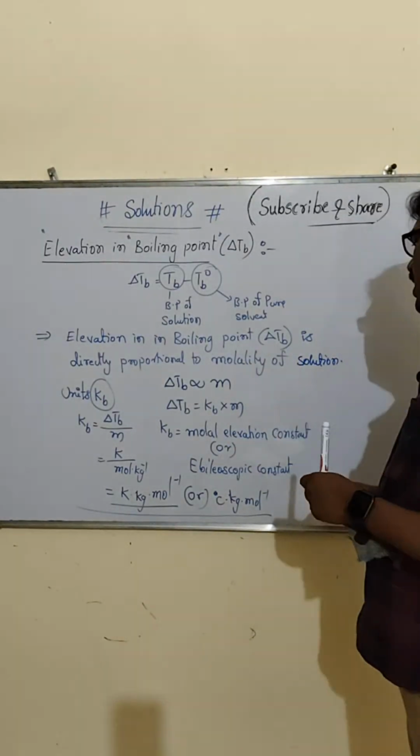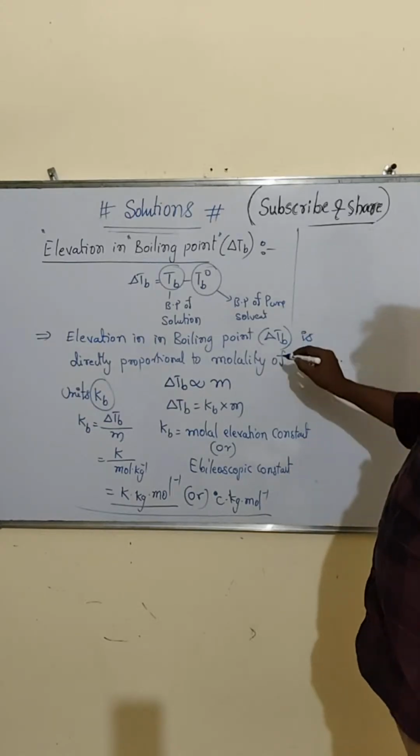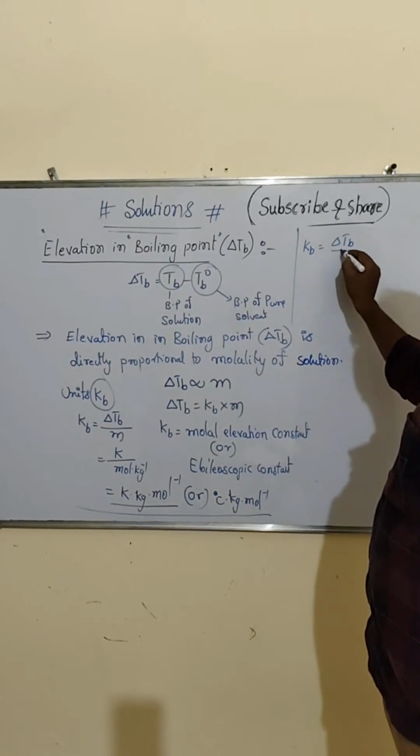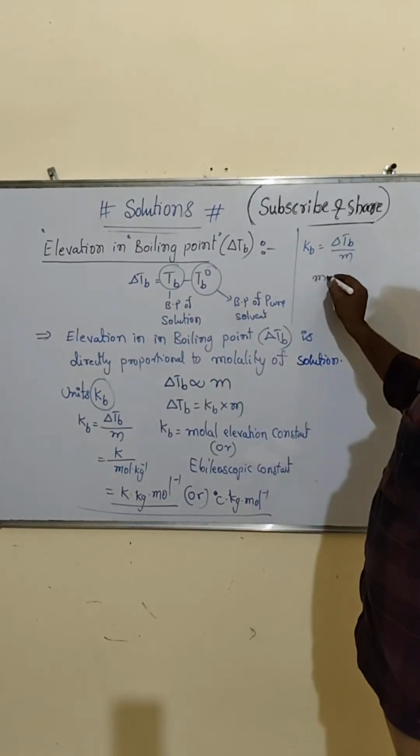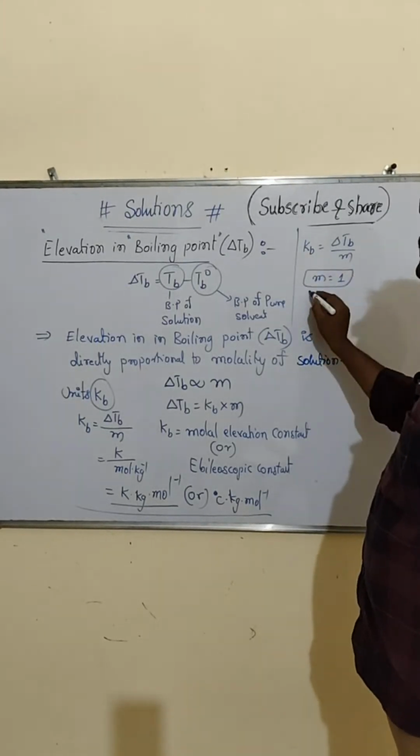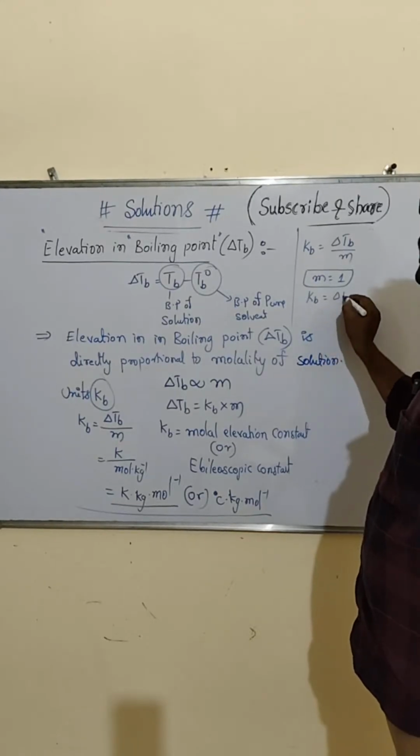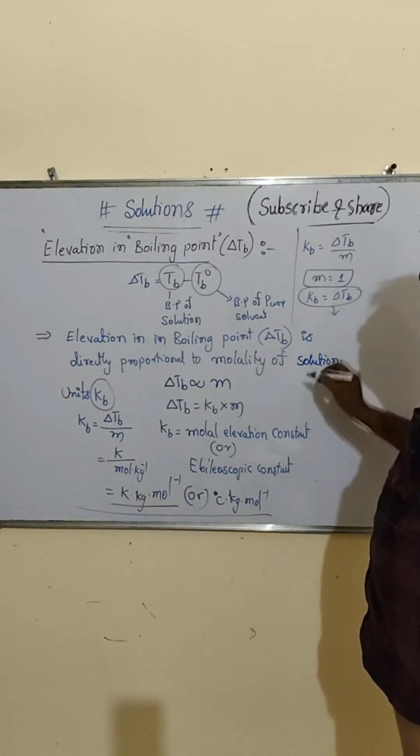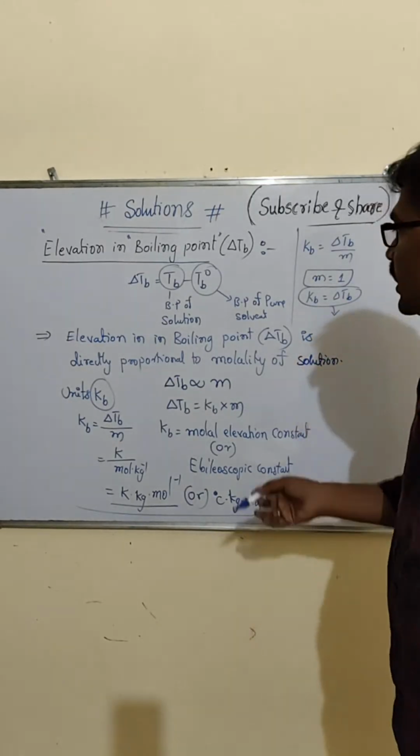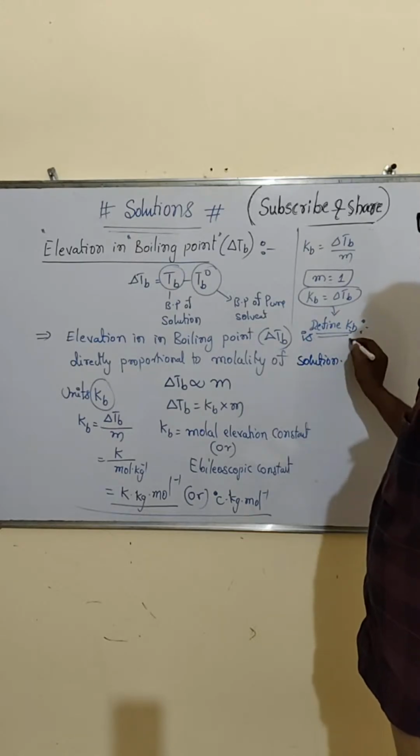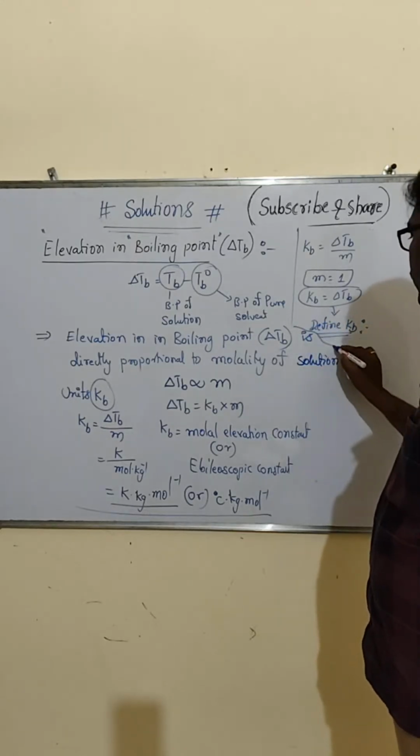So Kb equals delta TB divided by m. In case molality equals 1, you get Kb equals delta TB. Based on this, we can state the definition for Kb. I will note it here.